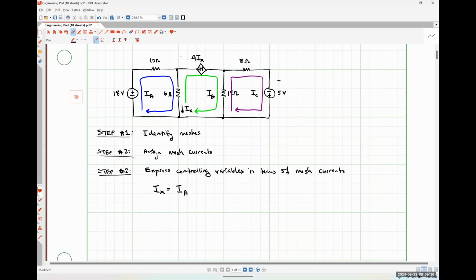IB will be flowing up through the 6 ohm resistor as it flows around its clockwise path. So it will get a minus sign because it is opposite the direction of IX.